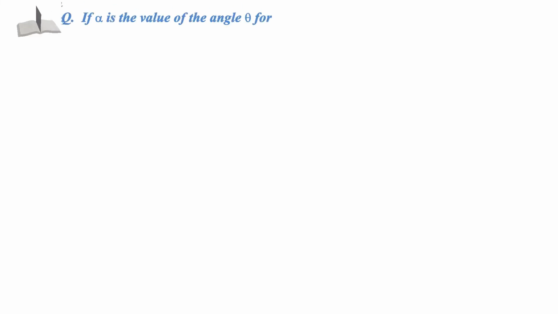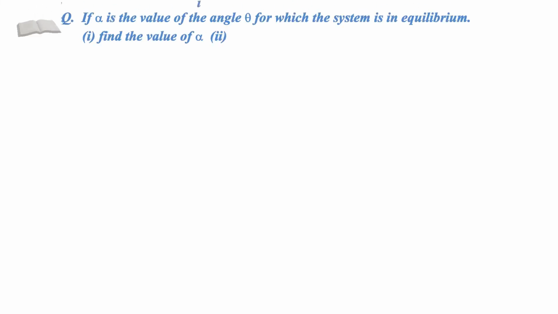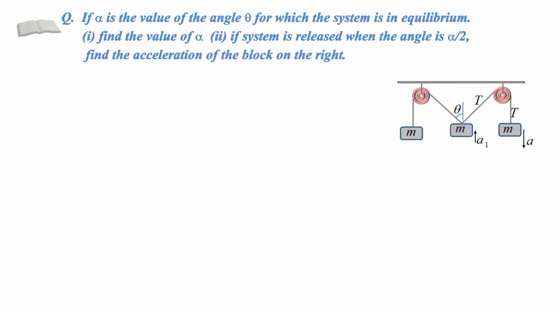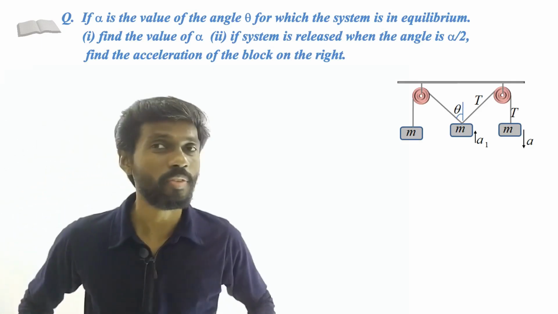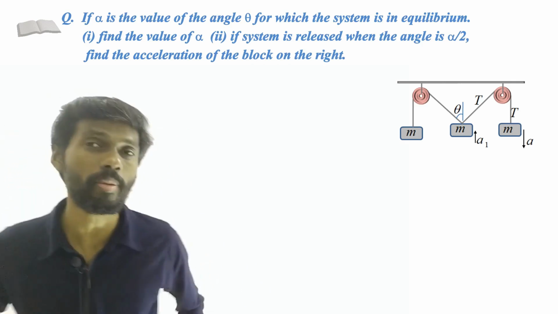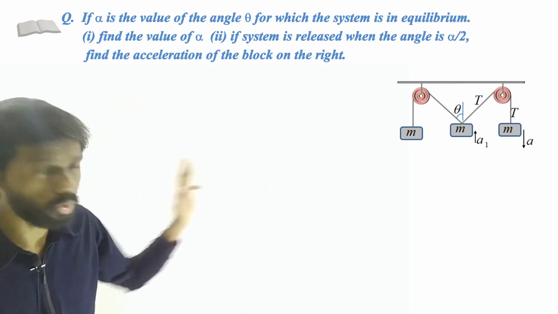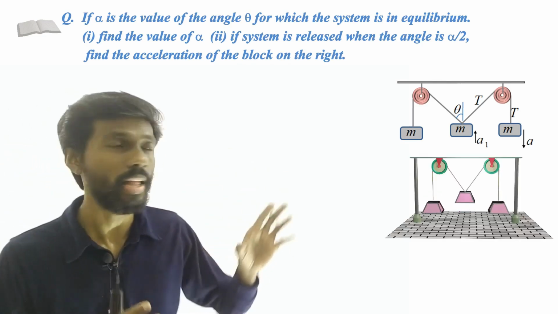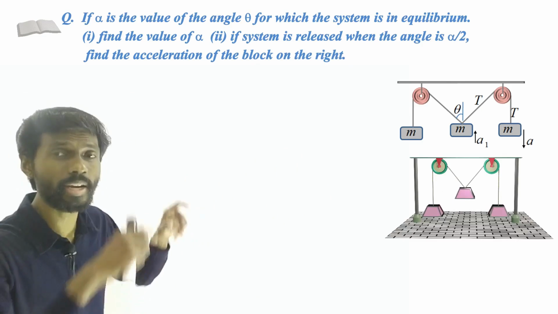If alpha is the value of the angle theta for which the system is in equilibrium, find the value of alpha. If the system is released when the angle is alpha by 2, find the acceleration of the block on the right. There are two questions here. First of all, we need to find the angle theta for which this system is in equilibrium. Now the blocks at the two ends, by symmetry, move with the same acceleration, say a, in the downward direction.